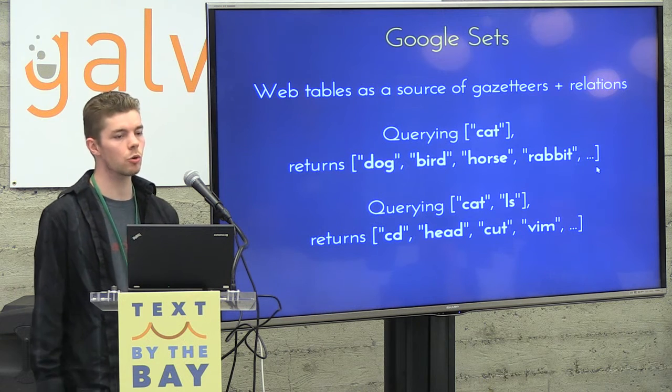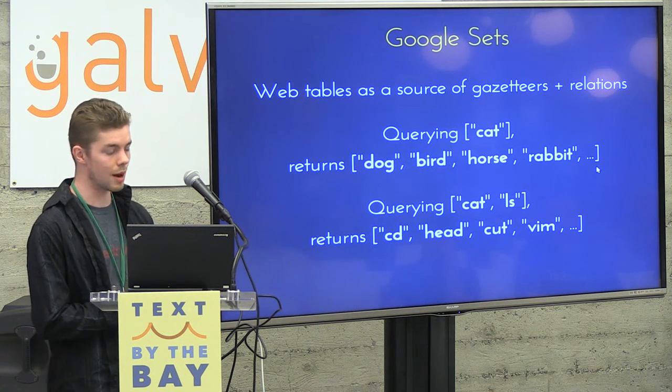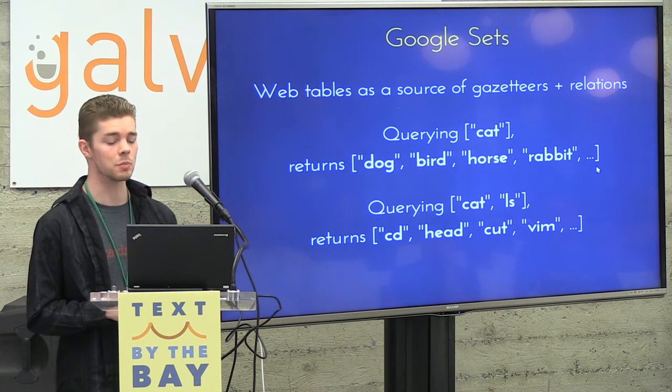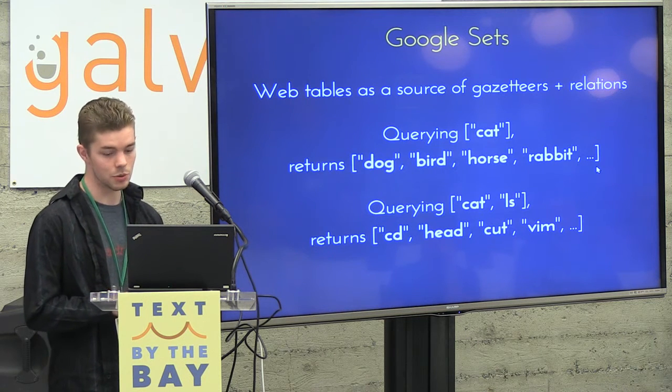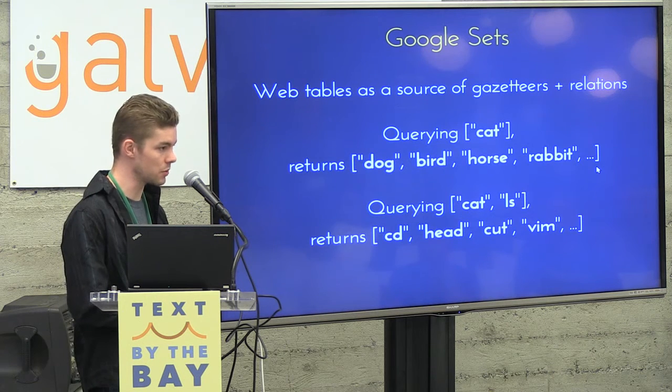So you could enter a query for a single word, cat, and end up with it returning dog, bird, horse, and rabbit. But if you ended up querying for cat and ls, Unix command line tools, what you got back was another list of Unix command line tools: cd, head, cut, vim. And all of this was powered by web tables.